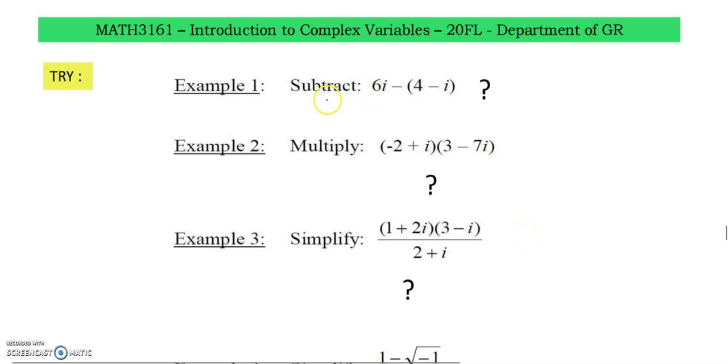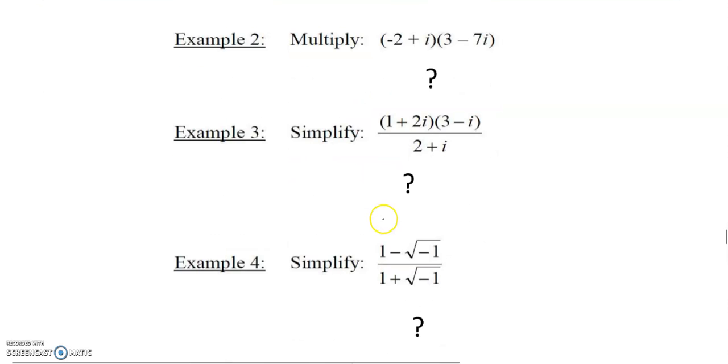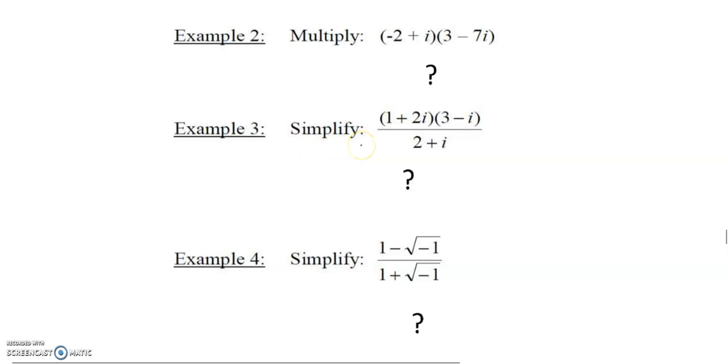Dear students, this is the continuation of the previous video of week 1, which means the second video of week 1. Here you have to subtract, here to multiply this. Here simplify, which means first you multiply these two complex numbers in the numerator. Then you have to divide by 2 plus i, which means you have to take the conjugate of this and then multiply in the numerator and denominator. You have to simplify it.